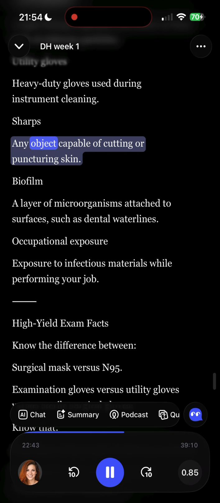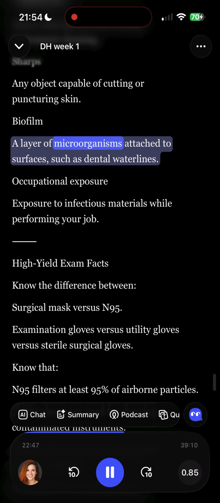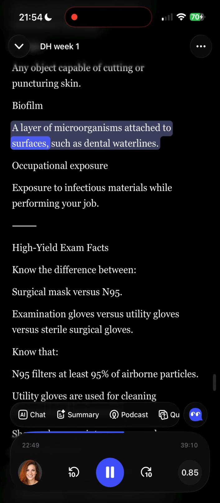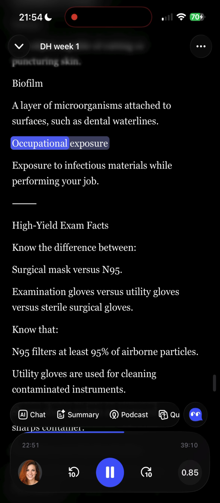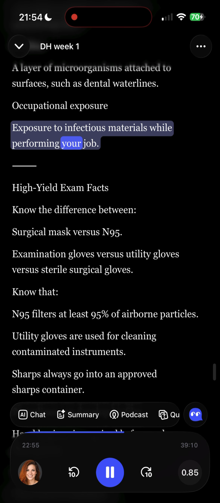Sharps: any object capable of cutting or puncturing skin. Biofilm: a layer of microorganisms attached to surfaces such as dental waterlines. Occupational exposure: exposure to infectious materials while performing your job.